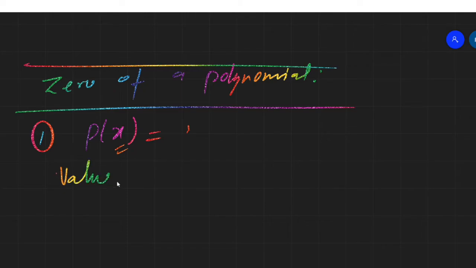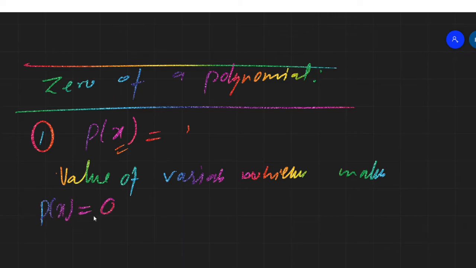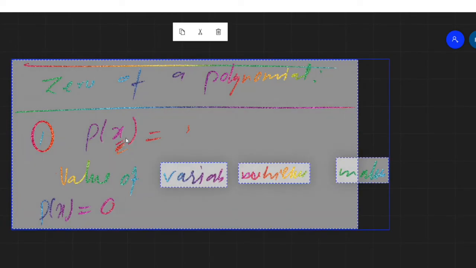Remember, it is the value of the variable which makes p of x equal to 0. It is the value of this x here which will make this whole polynomial, whatever the definition of the polynomial, the expression here, equal to 0. What is the value of this particular variable so that if I put that value in this expression, it will make it equal to 0.